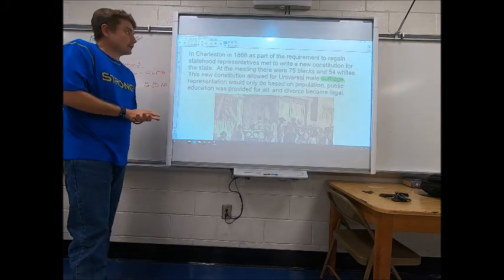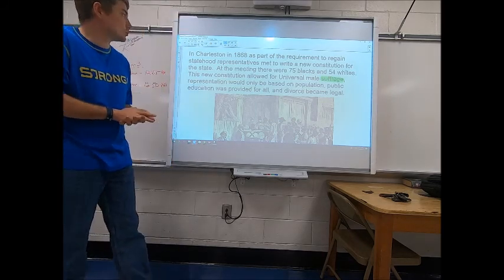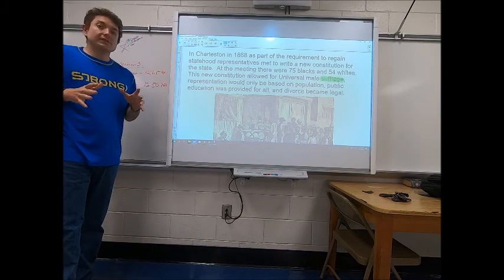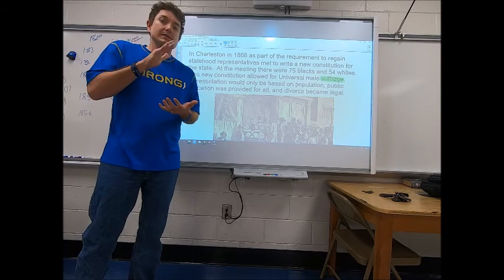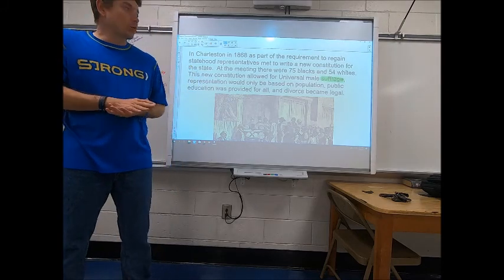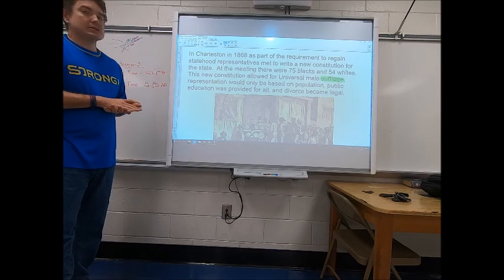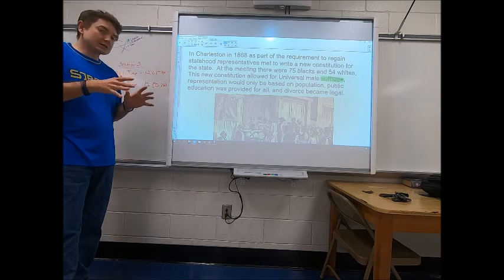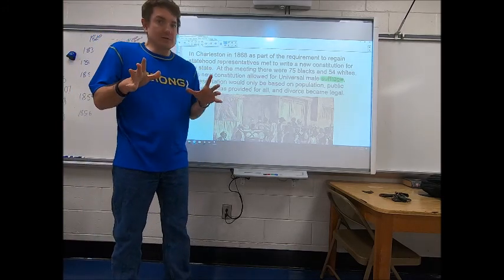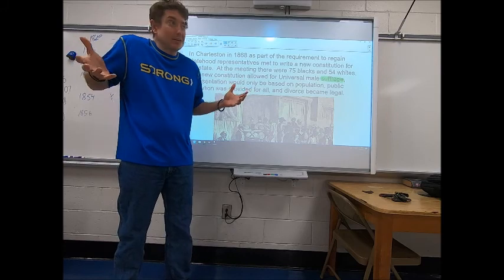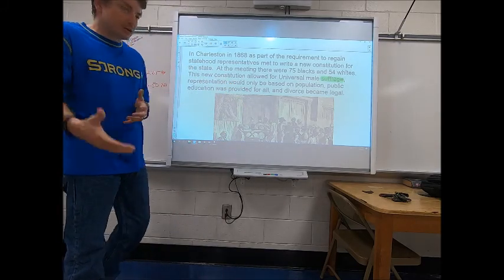the laws of the South said if you have any black blood in you, pretty much you're black. In Charleston in 1868, as part of the requirement to regain statehood, representatives meet to write a new state constitution. At the meeting, 75 of the writers were black, 54 of them are white. So blacks gain a lot more civil rights because of this new state constitution. This is the Constitution of 1868. South Carolina is really creative with the names of our constitution, so we pretty much just name it after the year it's written.